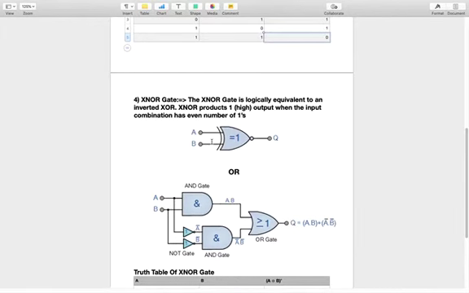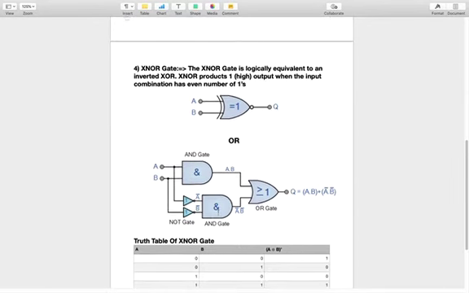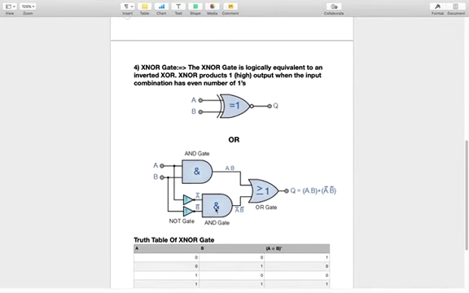So this is the logic diagram of our XNOR gate. If we add a circle sign to the XOR gate, it will produce our XNOR gate, and this diagram can be written like this. It equals A·B + A'·B'. So this diagram can be created using this expression.